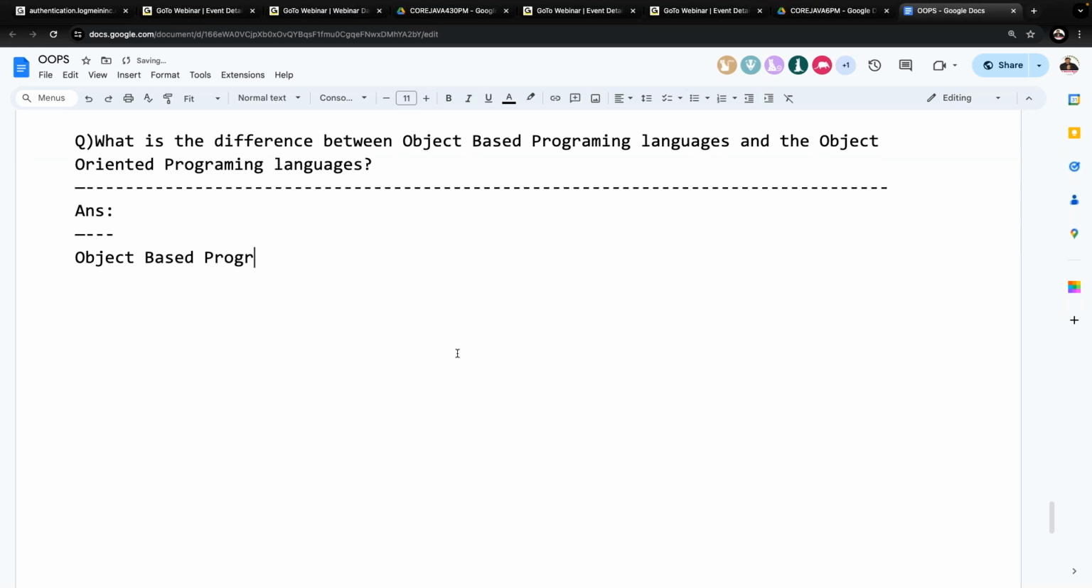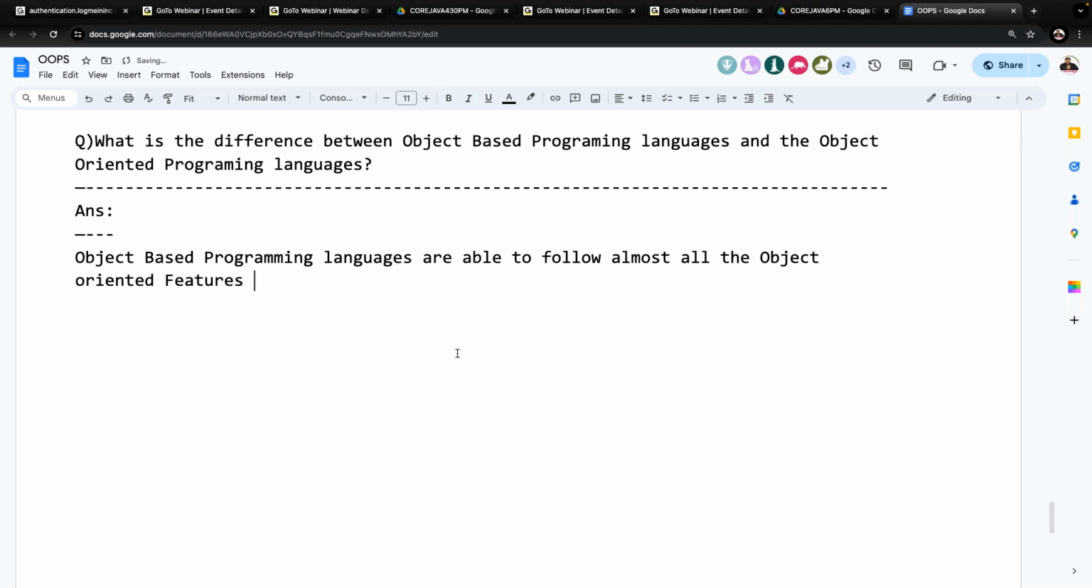Object based programming languages are able to follow almost all the object oriented features, excluding inheritance. Excluding what? Inheritance. Object based programming languages are able to follow almost all the object oriented features, excluding their inheritance.